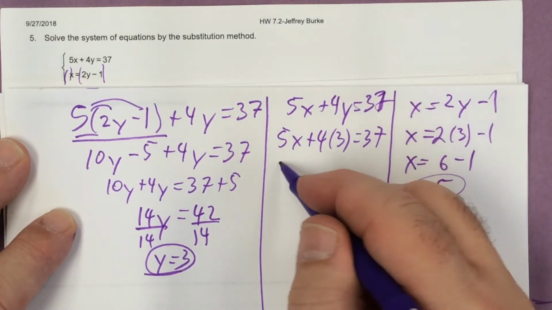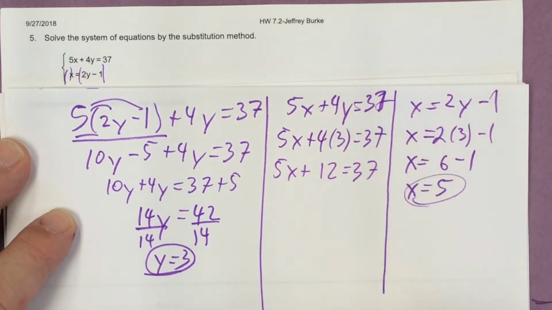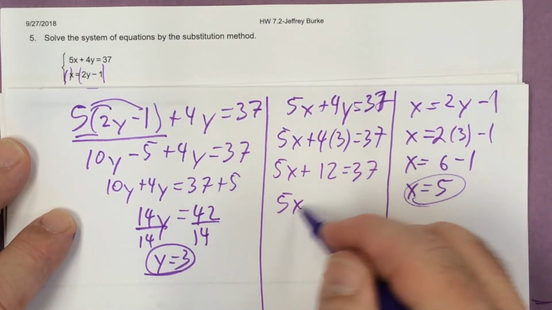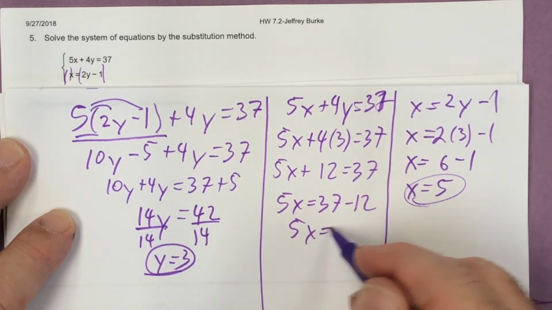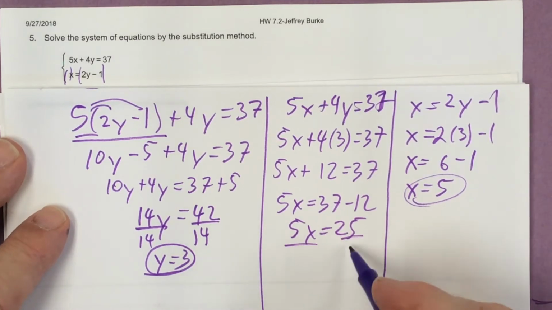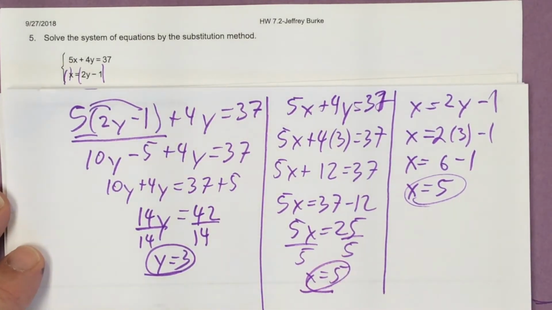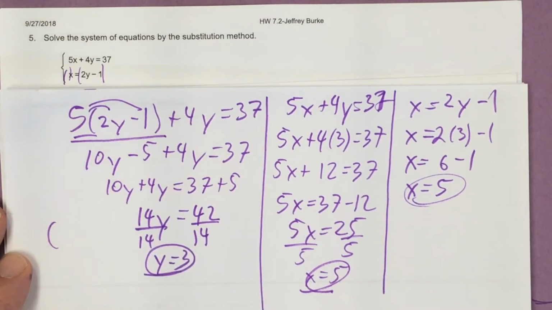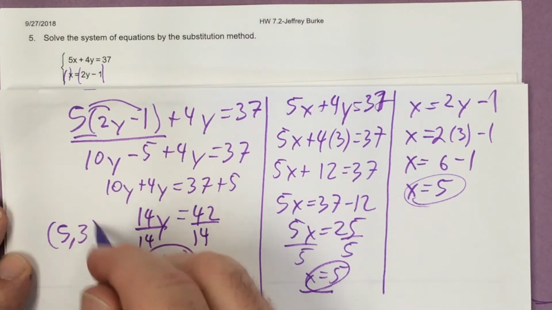So I'm going to take 5x plus 12 equals 37. If I write this as 5x equals 37 minus 12, 5x equals 25. And if I divide both sides by 5, x is equal to 5. And indeed, I obtained the same value of x for both of these. So my ordered pair that's going to be a solution for this system is going to be 5, 3.